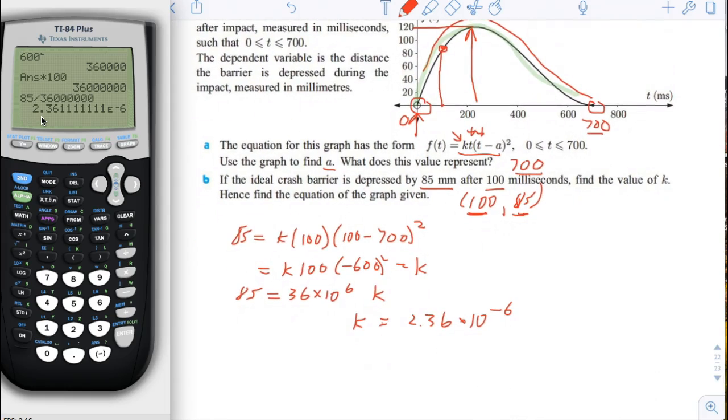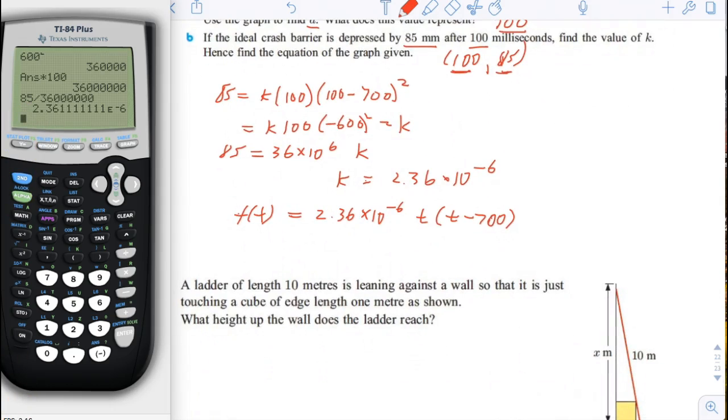So we just substitute k in and we say, okay, f of t equals 2.36 times 10 to the negative 6 times t times t minus a, which is 700. By the way, if you look at the book answer, they just leave it as a fraction like this instead, which is fine too. Okay, remember in IB you always want to leave 3 significant figures.